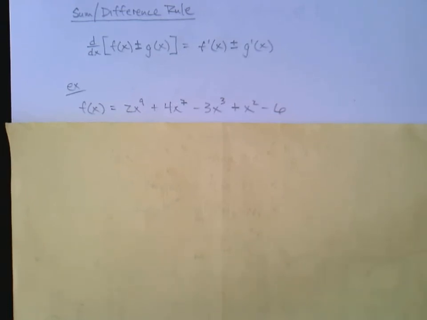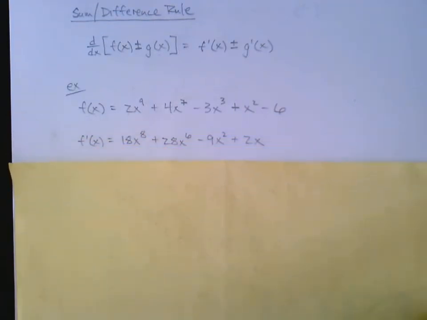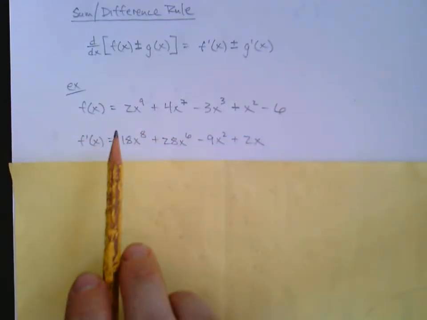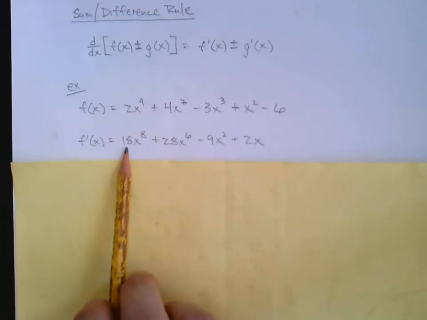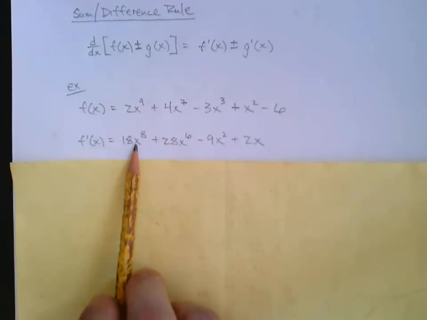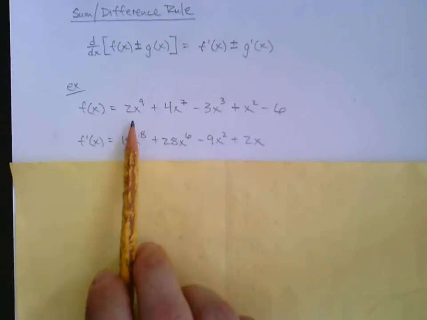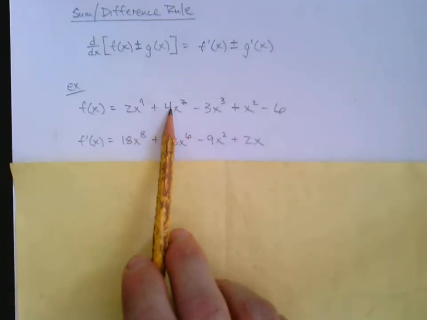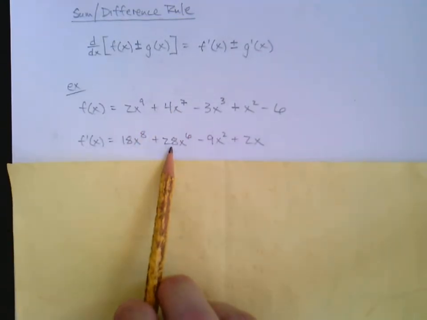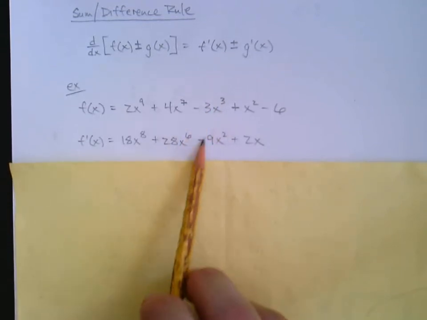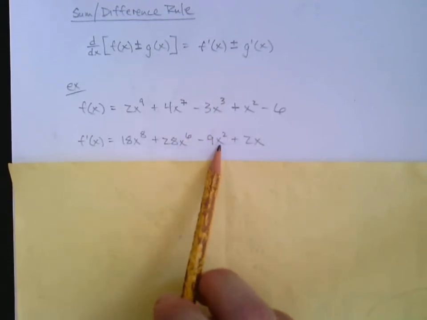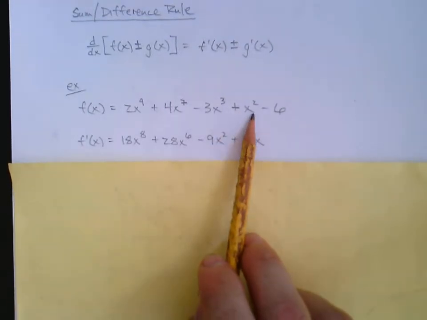It'd probably be better if we were to write them out one at a time, and that's what we would do if we were in class, but I'm just going to show it to you. So f prime of x, what here? So the 9 multiplies down, 18x to the 8th. Okay, then moving to the next one, plus the 7 multiplies, plus 28x to the 6th, minus the 3 multiplies, 9x squared, plus 2x.